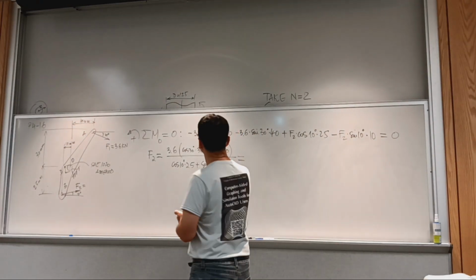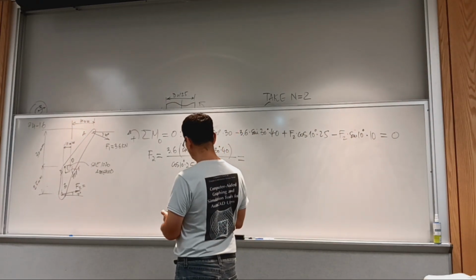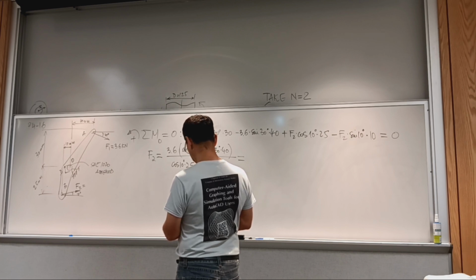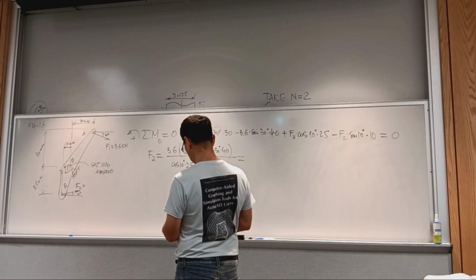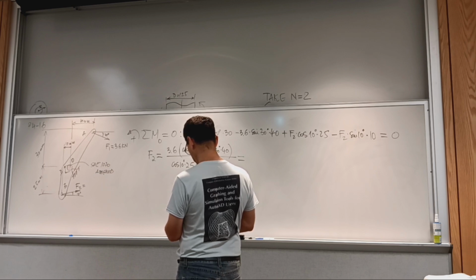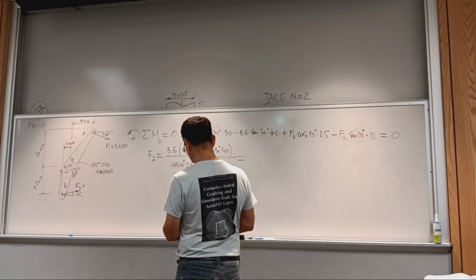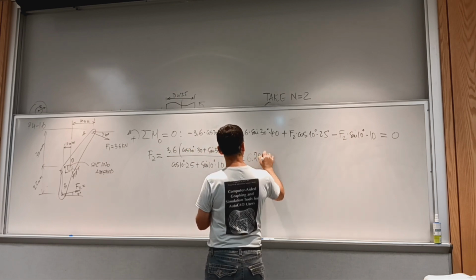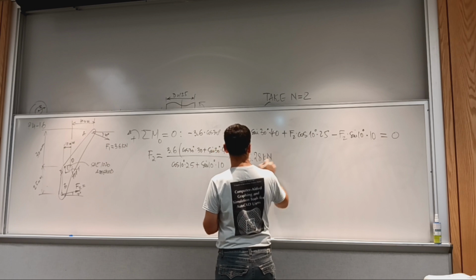All right, so I started with the parentheses 30 cosine times 30 plus 30 sine times 40, times 3.6, over parentheses 10 cosine times 25 plus 10 sine times 10 close parentheses equals. Okay, so I've got 6.28 kilonewtons. This is what you've got.